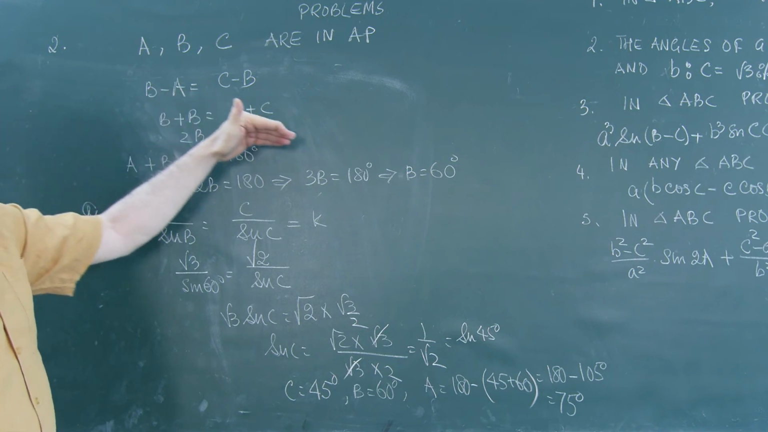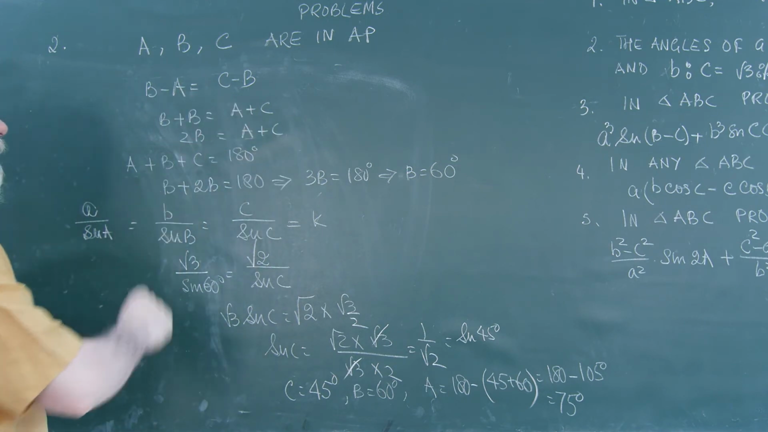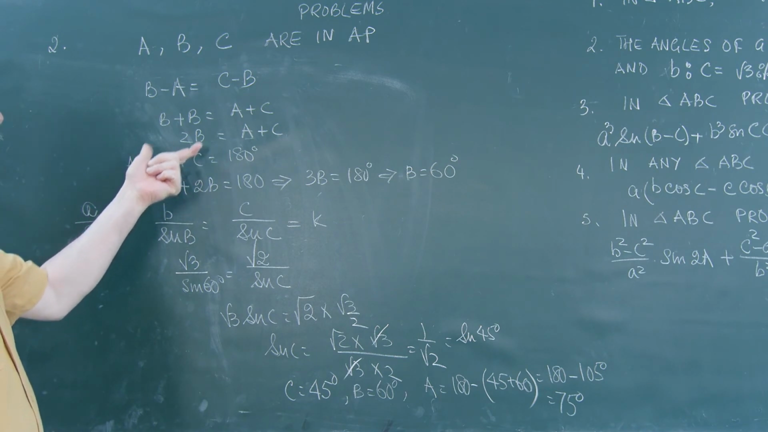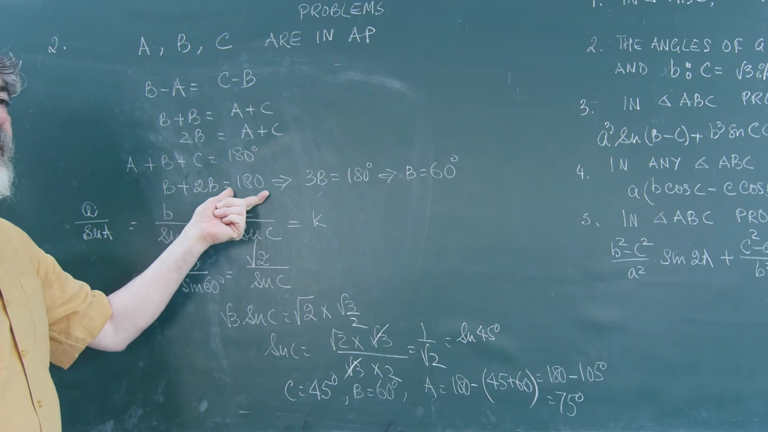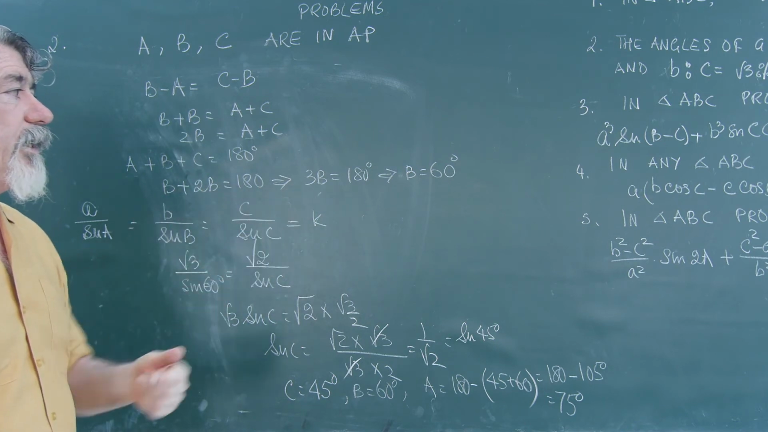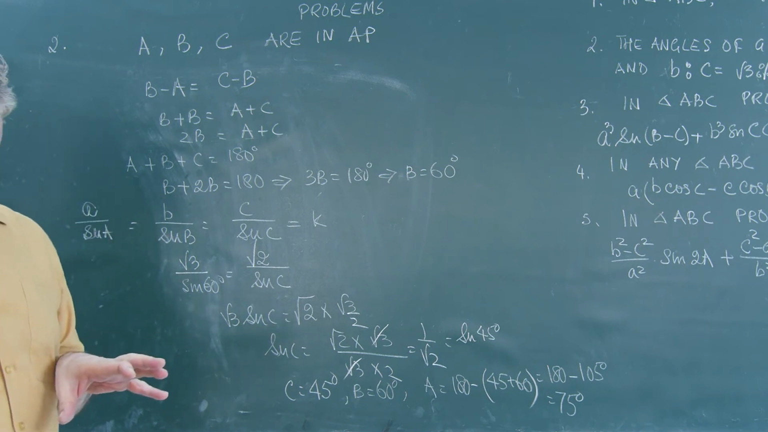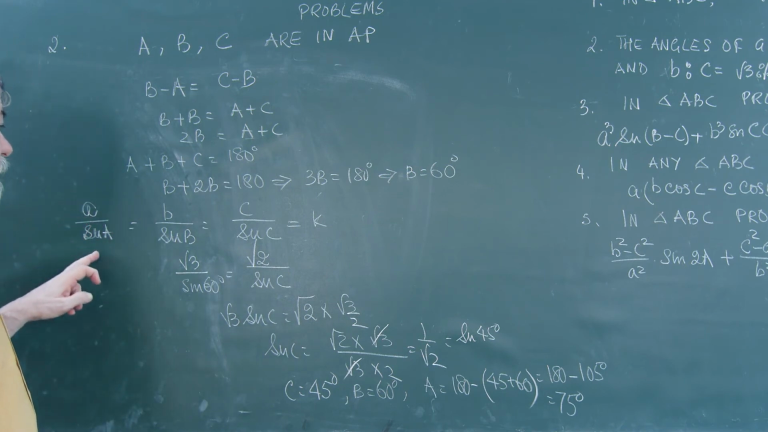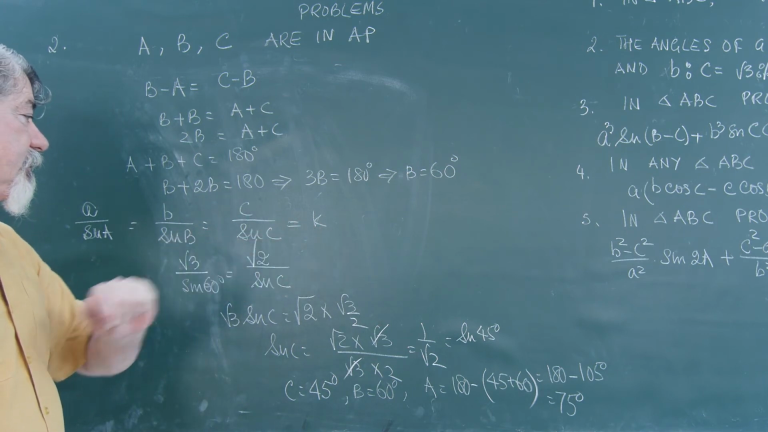From this I got 2B is equal to A plus C. I know A plus B plus C is 180. So A plus C together is 2B. 2B plus B is 180, or 3B is equal to 180, that means B is equal to 60 degree. Then I apply the sine law, that is a upon sine A is equal to b upon sine B is equal to c upon sine C is equal to K.